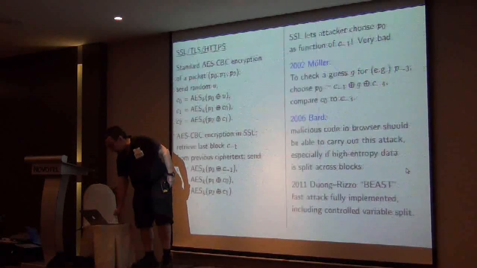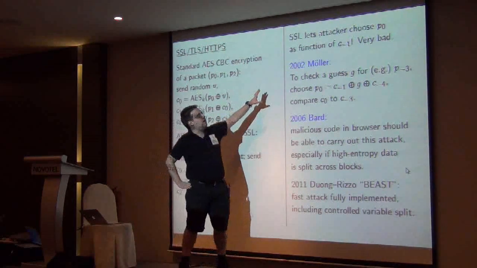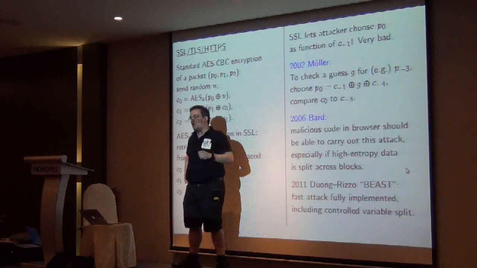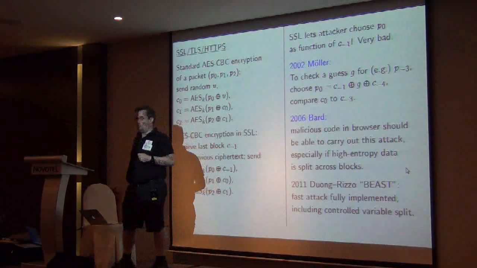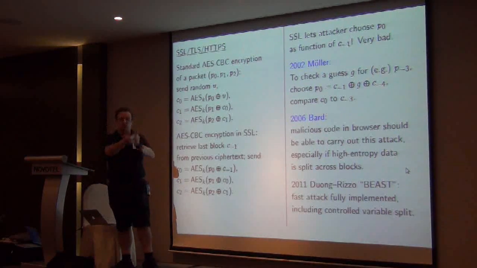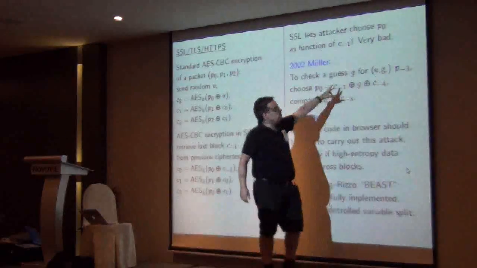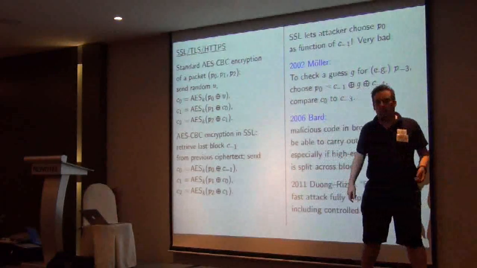Now the problem here, the order of operations is very important, is that because the attacker can see this last ciphertext before choosing this next plaintext, the attacker can choose P0 as a function of C sub minus 1. In particular, he can choose P0 to be C sub minus 1 exclusive or something, where the something is, for example, allowing him to guess some previous plaintext block.